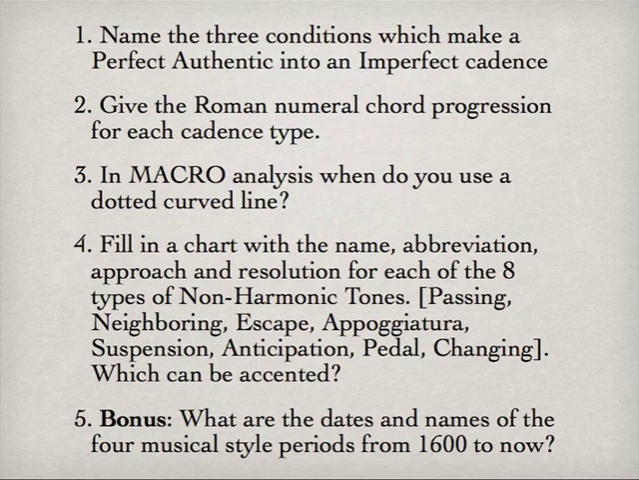The Classical period goes from 1750 to 1825. The Romantic period goes from 1825 to 1900. And they call the 1900s the 20th century, or the music that's being played now, they just call contemporary.